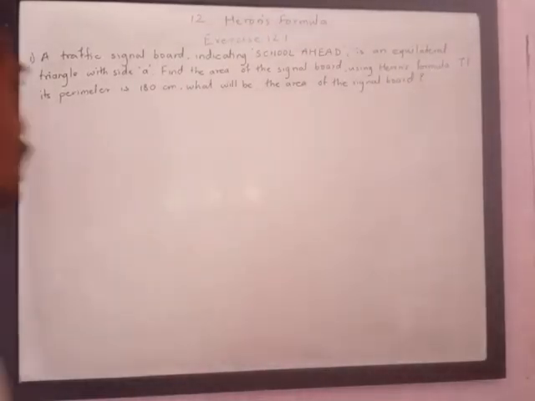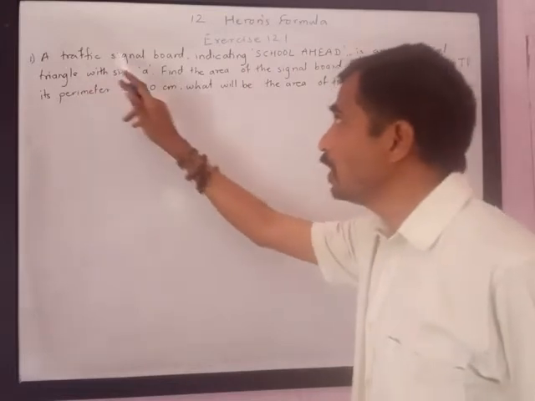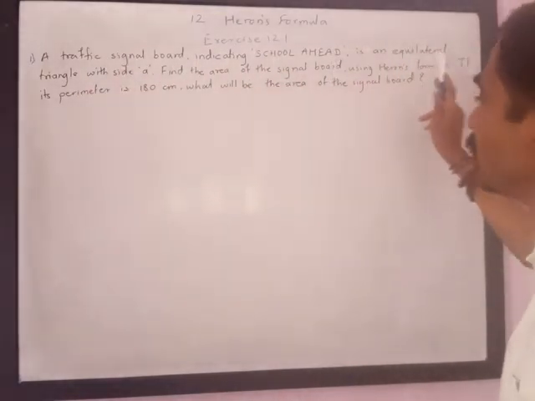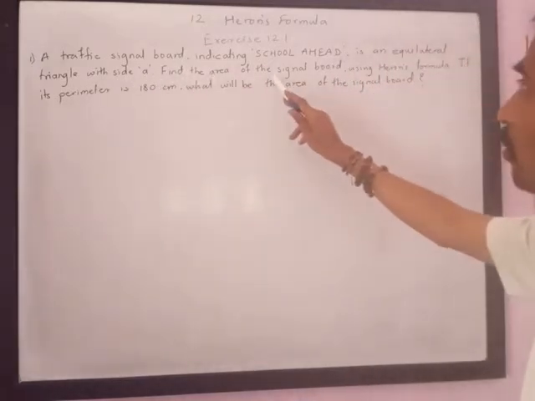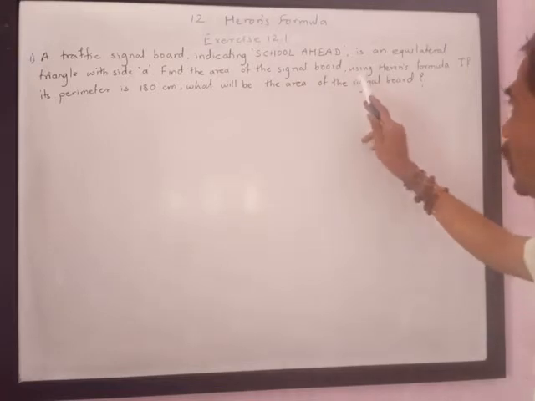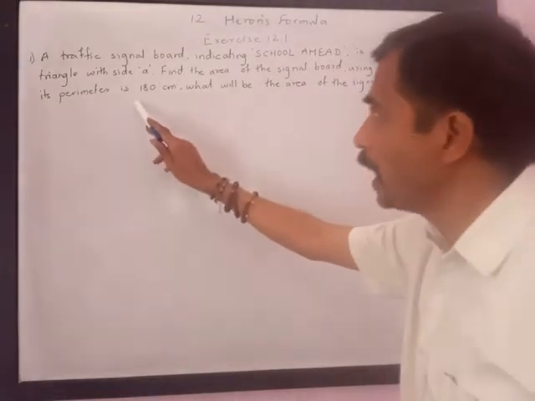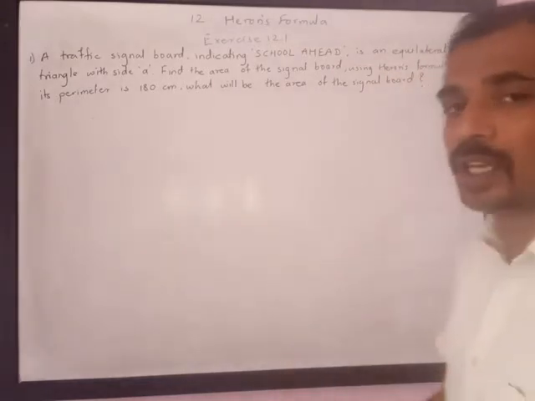Dear friends, in Heron's formula, exercise 12.1, first question we have. A traffic signal board indicating school ahead is an equilateral triangle with side A. Find the area of the signal board using Heron's formula. If its perimeter is 180 centimeter, what will be the area of signal board?